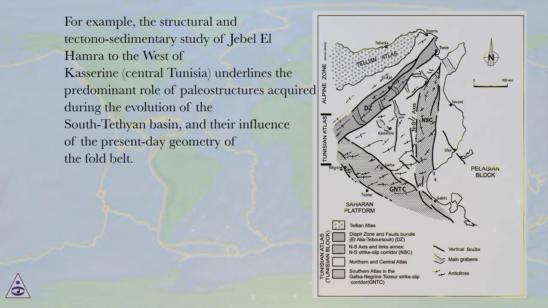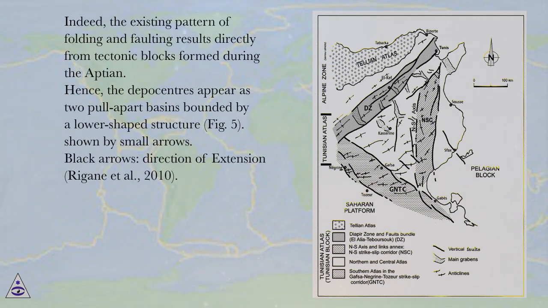For example, the structural and tectono-sedimentary study of Jebel el Hamra, to the west of Kasserine, central Tunisia, underlines the predominant role of paleostructures acquired during the evolution of the South Tethyan Basin, and their influence on the present-day geometry of the fold belt. Indeed, the existing pattern of folding and faulting results directly from tectonic blocks formed during the Aptian. Hence, the depocenters appear as two pull-apart basins bounded by a lozenge-shaped structure, Figure 5, shown by small arrows. Black arrows: direction of extension (Riggin et al., 2010).